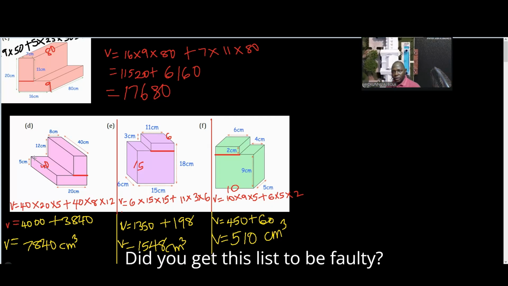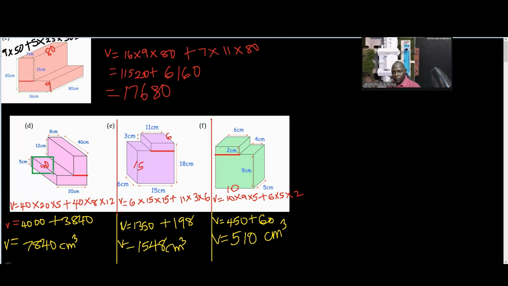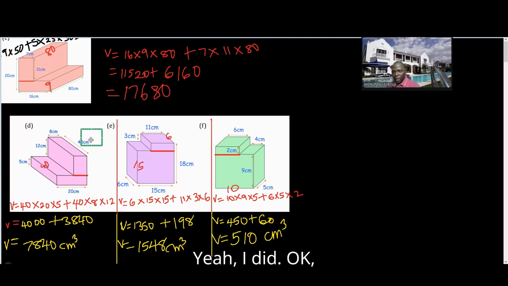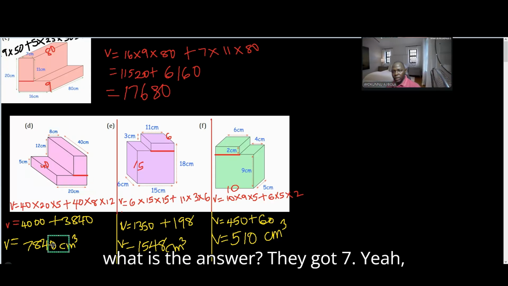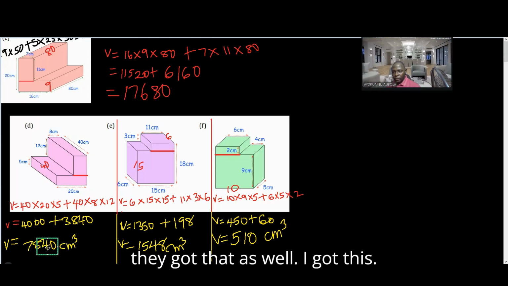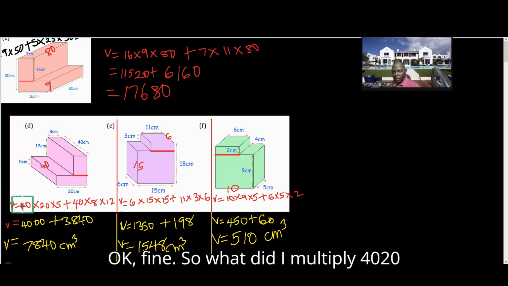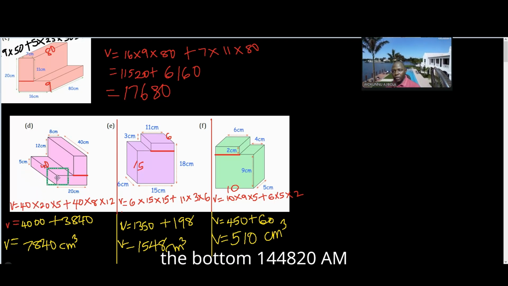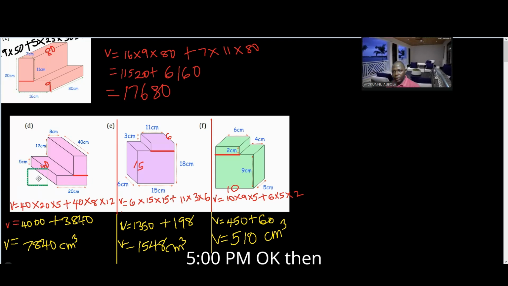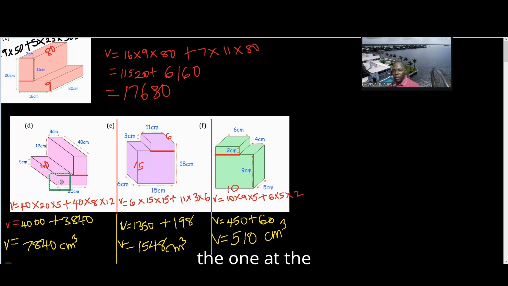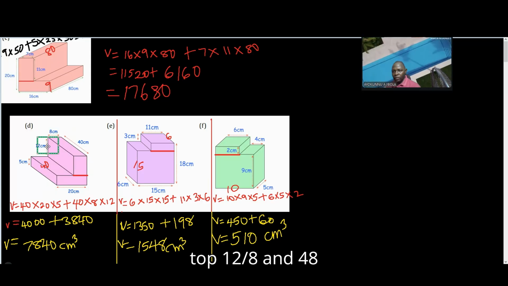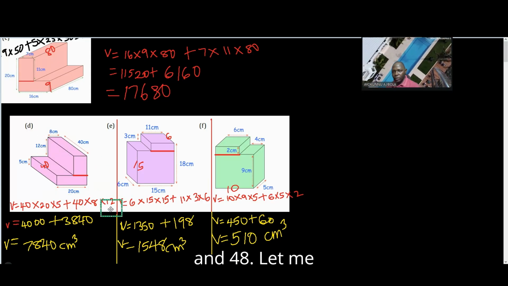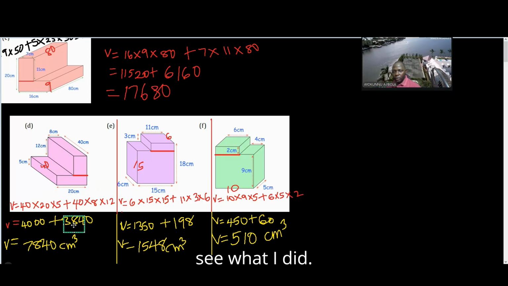Did you get this place to be 40? Yeah, I did. 40 here, 40 here. What is the answer they got? They got 7. So what did I multiply? 40, 20, and 5 for the bottom. 40 here, 20 here, and 5 here. Then the one at the top, 12, 8, and 40.